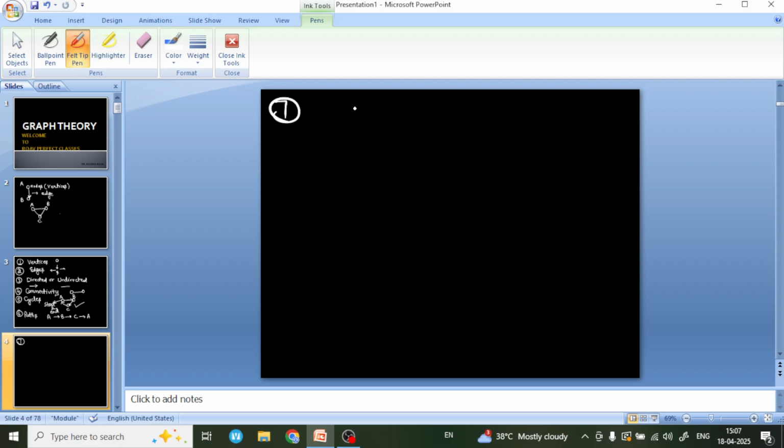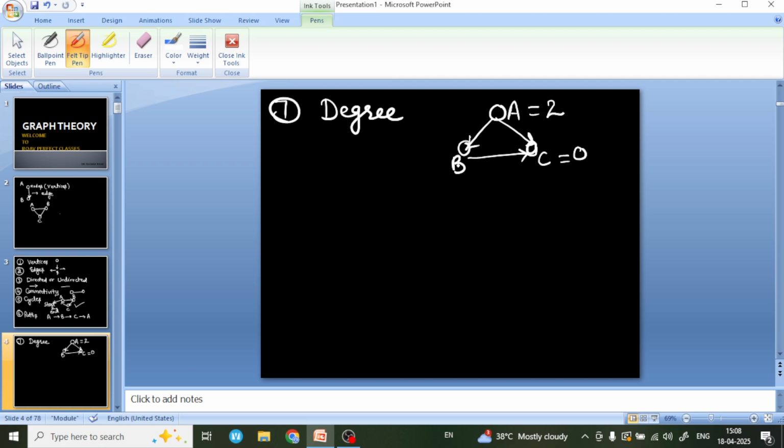Now the next property is degree. The degree of a vertex is the number of edges connected to it, like this. A, B, C. You can see here A has two directions, A to B and A to C. That means A has degree 2. C has no outgoing direction because A to C and B to C both meet at C. So that's why C's degree is 0. And B only goes to C. So that's why B has degree 1.